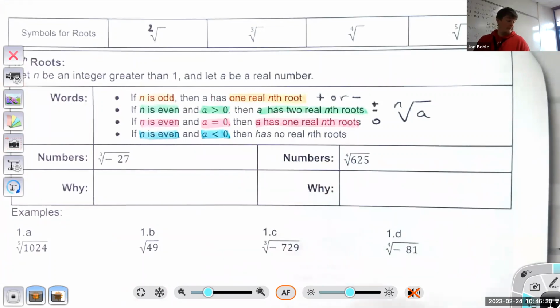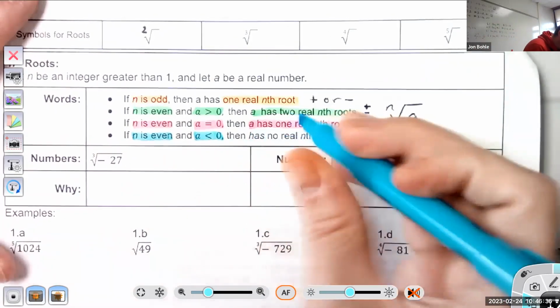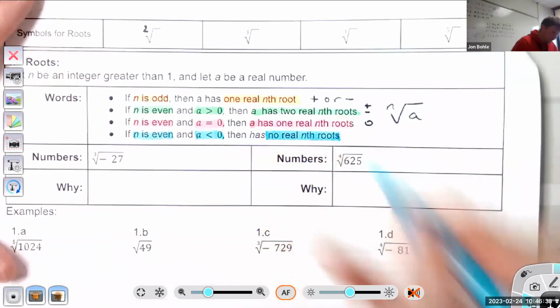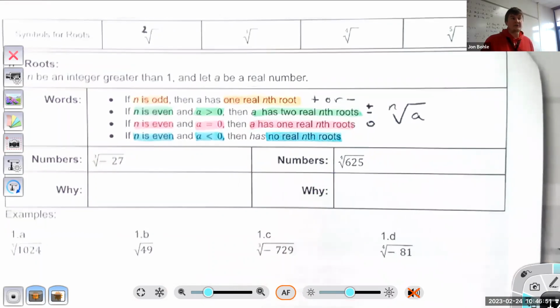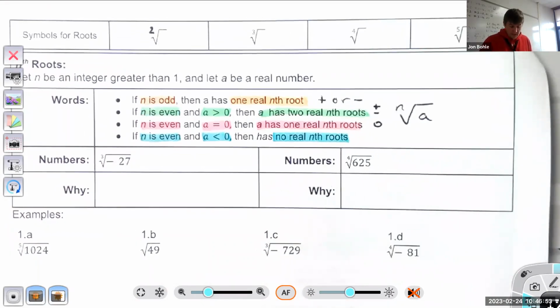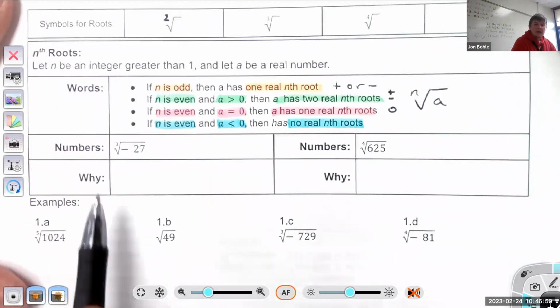It's negative. If a number is less than 0, that means it's negative. For the sake of this class, there are no real roots. There are ways for us to find roots of negative numbers like that, but it's more complicated, and we deal with that in Algebra 2. All right. Let's do 2 numeric examples, okay?